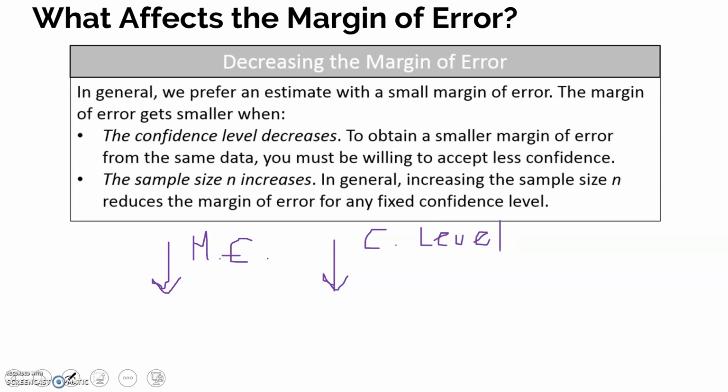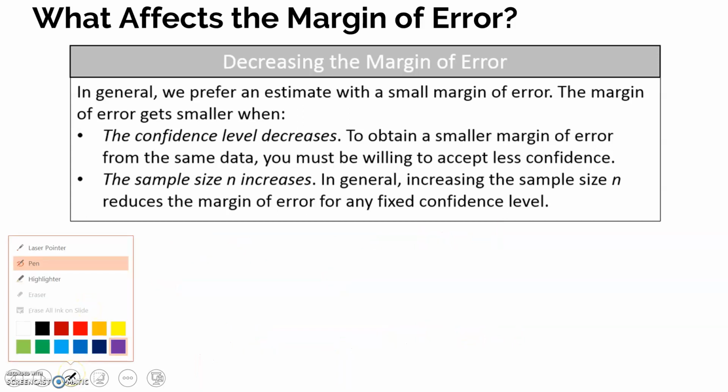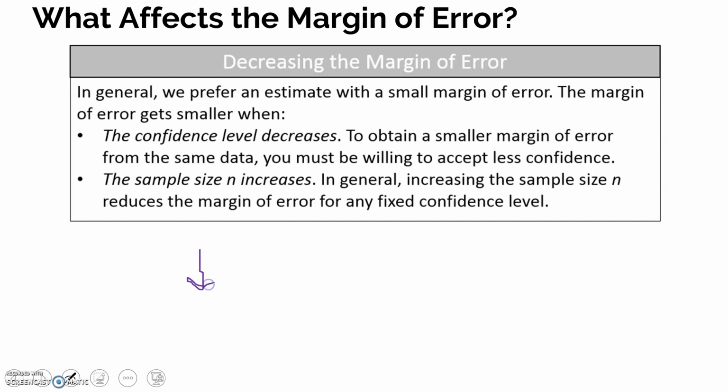All right, and there's a direct relationship between these two. So if, let's say, margin of error goes up, that could be because your C level went up. Okay, if your C level goes up, your margin of error goes up. If your margin of error goes down, your confidence level probably went down. So there's a direct relationship between those two. Now, on the other side, we can also decrease margin of error by increasing sample size.